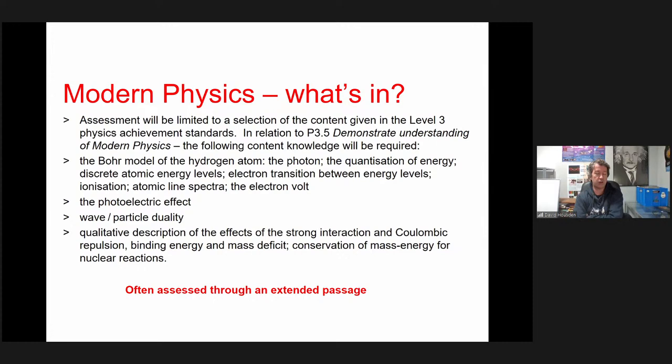So the modern physics internal standard 3.5 can allow schools to do really what they like. But in scholarship, it has been defined what the content of that is expected. And that is this stuff: the Bohr model, ideas like quantization of energy, discrete energy levels, atomic line spectra, ionization, the photoelectric effect. Einstein's Nobel Prize was partly about the photoelectric effect. He didn't discover the photoelectric effect, but he explained the physics behind it. And obviously that's a big part of an understanding of the quantum world. The idea of wave-particle duality, that light particularly behaves in a way that seems to move between a wave and a particle type approach.